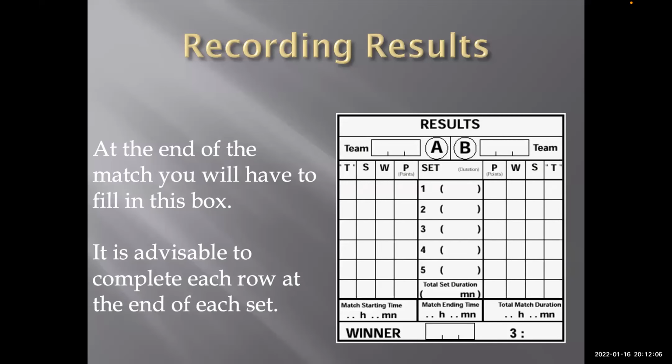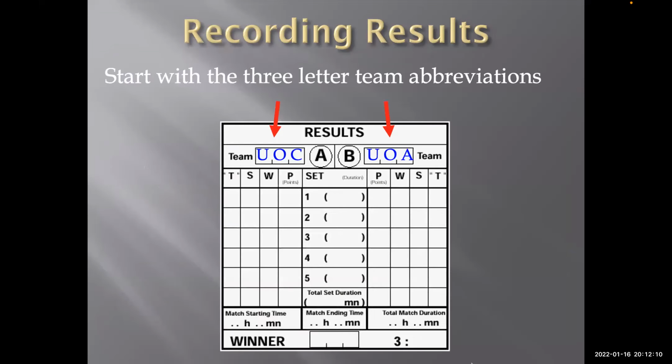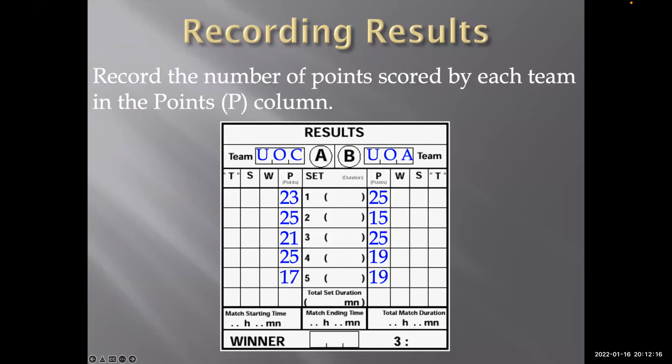At the beginning of the game, you can record the abbreviations for the team. This can be done right early. And then we're going to do each set. I don't like how this one's done, because you should do it a set at a time, not all the points. So in between set 1 and 2, you would fill in these points. The P is points, they do write it in there, 23, 25.